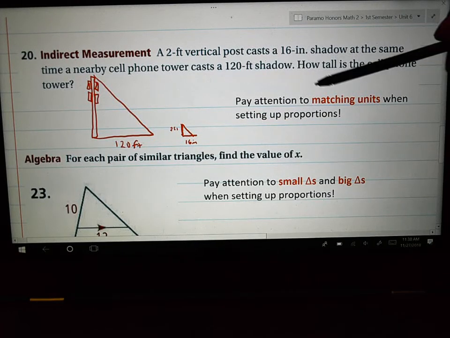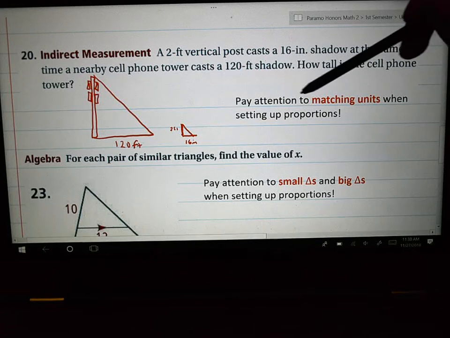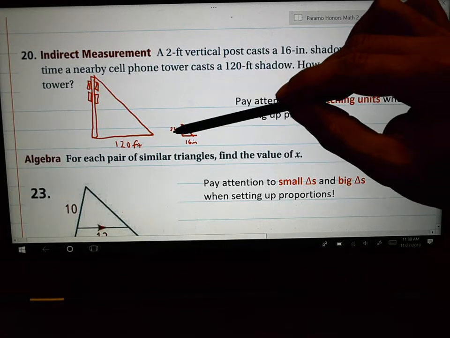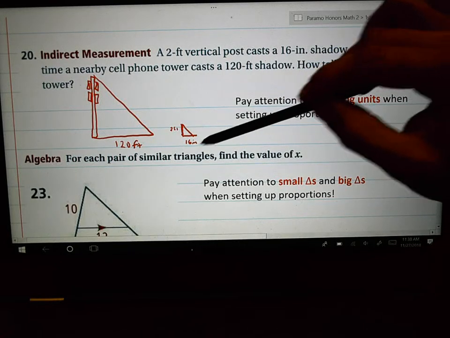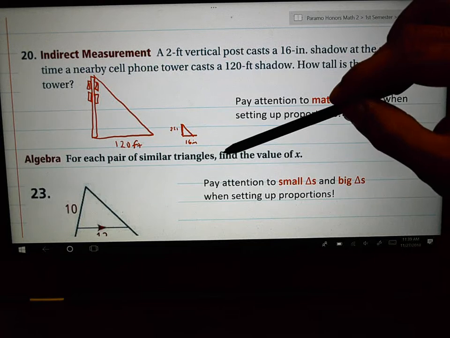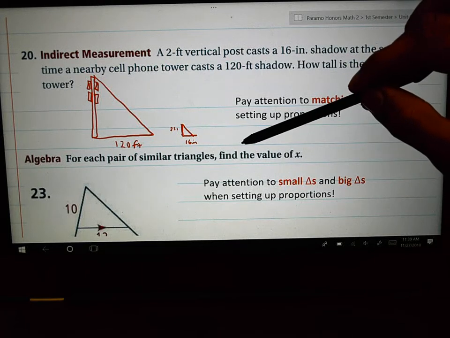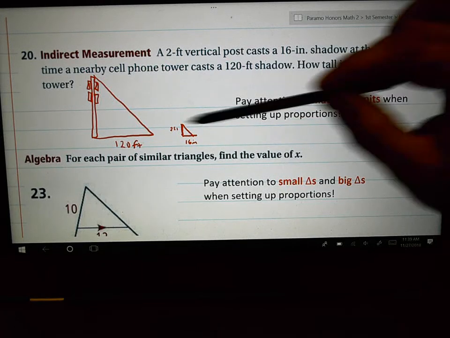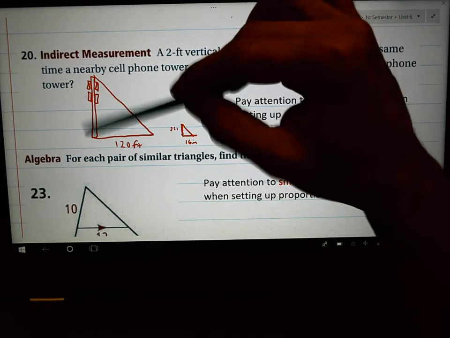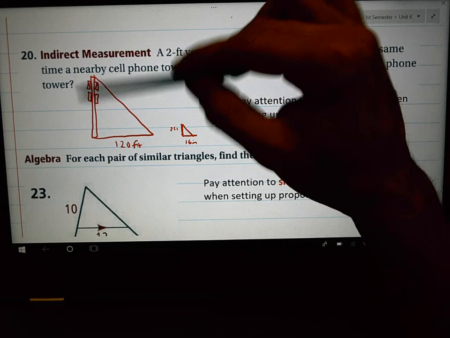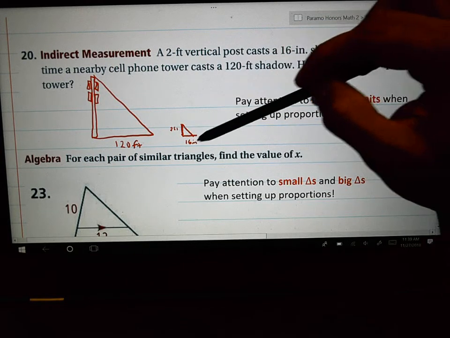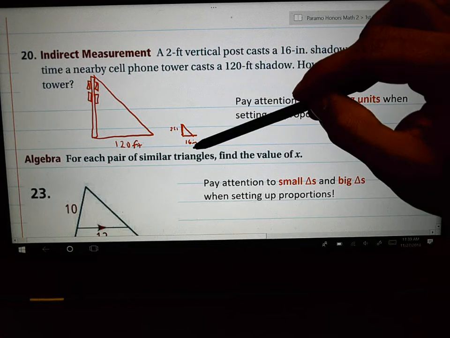I wrote a little note on number 20. Pay attention to matching units when setting up proportions. If you have feet going vertically and inches going horizontally, that is not going to be in the proper ratio as each other. Units need to match. It does not have to match between the two triangles. If I'm in feet over here, that doesn't matter. The answer is going to be in feet. But over here, I need to be in inches and inches or in feet for this to work.